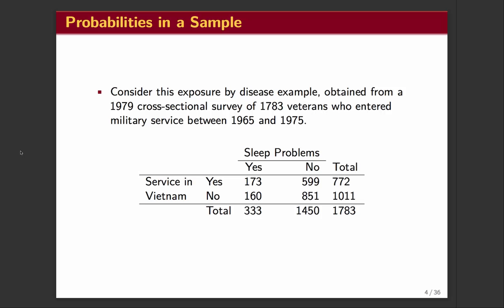If you just look at the tables independent of the totals, and you say, okay, 173 and 160 are pretty close to each other, what you've ignored is the proportion of people in the study that served in Vietnam versus did not serve in Vietnam, or the proportion of those with sleep problems as opposed to without sleep problems. So what we're trying to do here is develop a systematic process for saying, how do we go about establishing whether there's a relationship between these two things?